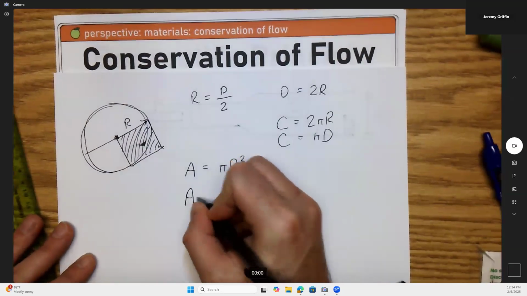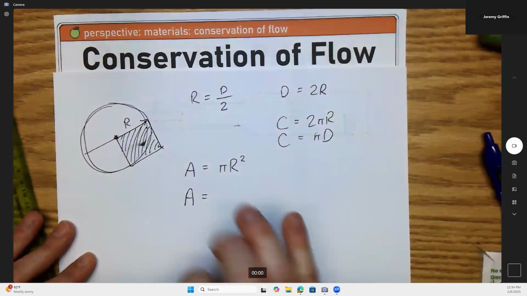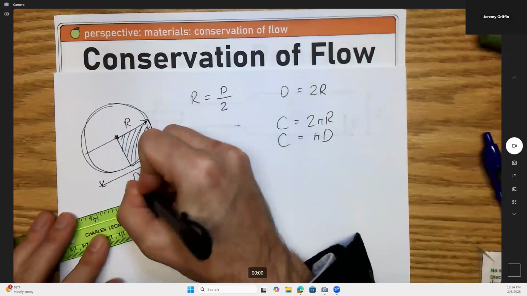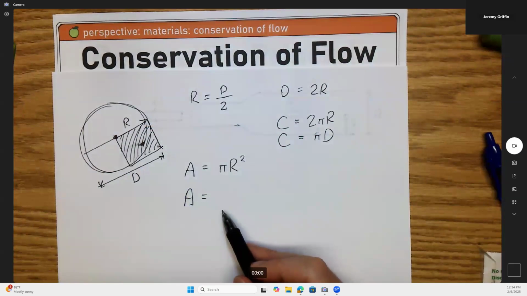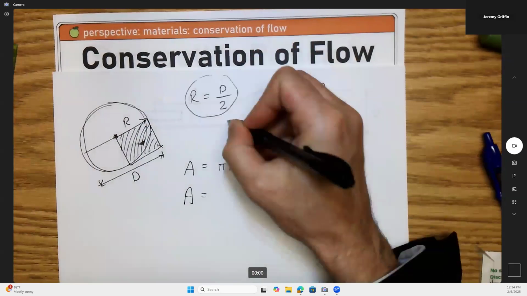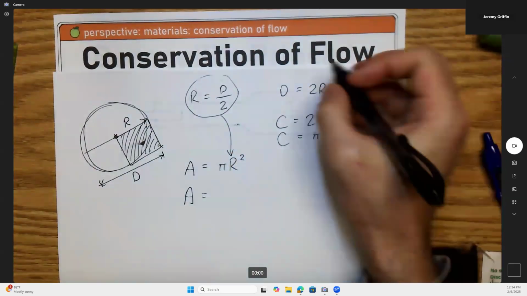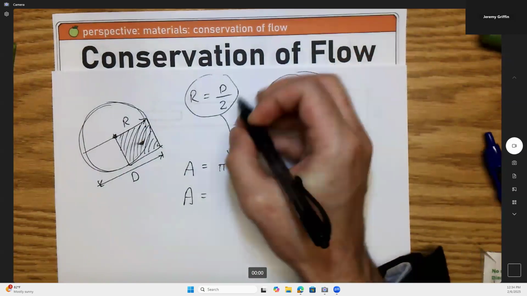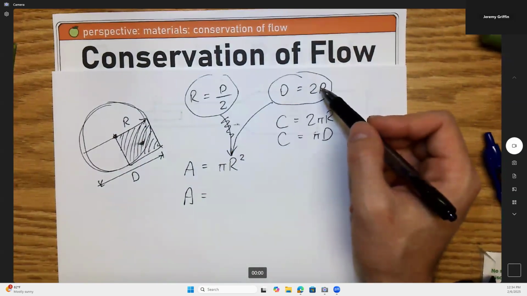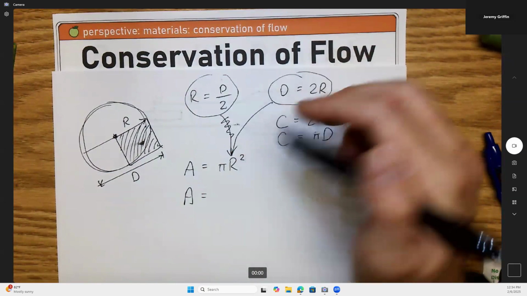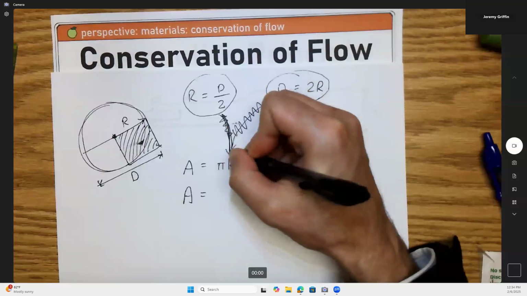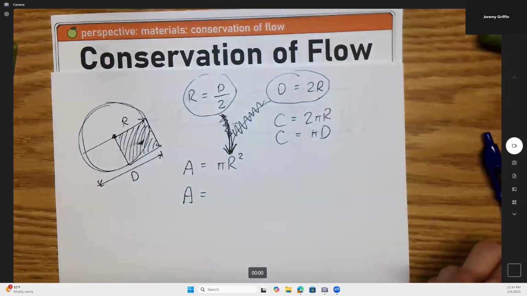Now, next question. What is the area of a circle, not in terms of radius, but in terms of this whole diameter right here? Mark that off, call that D for diameter. What is this area? Okay, let's do a little substitution. Sorry, that's backwards. Diameter is twice the radius, right? No, I was right the first time. All right, I'm all over the place. Sorry about that. Let's do this one right here. Instead of radius, I'm going to substitute in diameter divided by 2. Is that okay? Okay, that's what I meant to do.